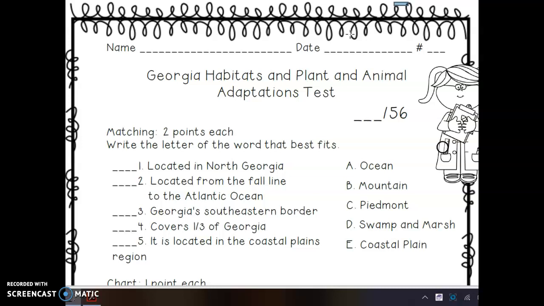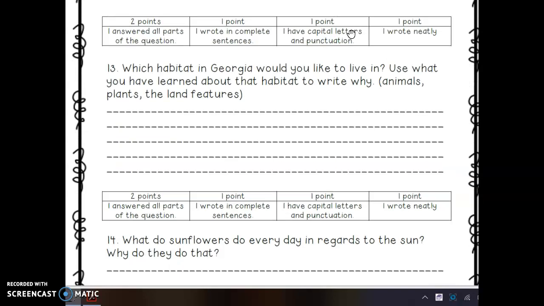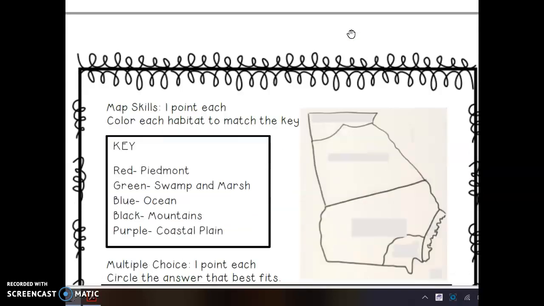So in this video we're going to discuss the Georgia regions and habitats, and we're going to look at a map that shows where they're located. And we're also going to talk about some of the animals and plants that live there, as well as their adaptations and characteristics. So let's begin by looking at the Georgia regions and habitats map.